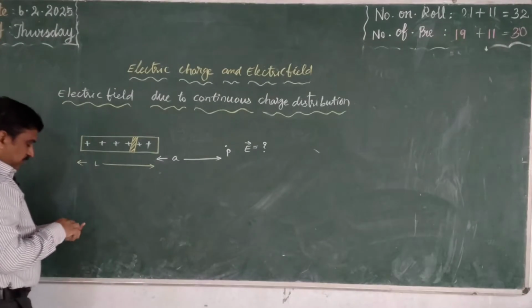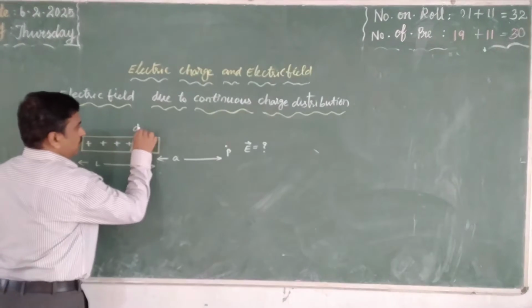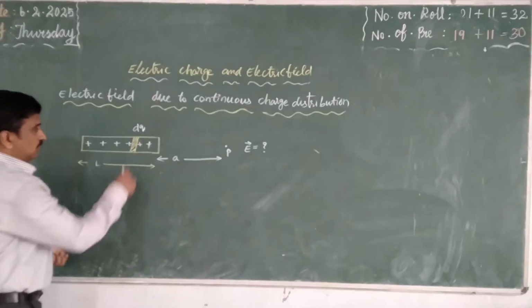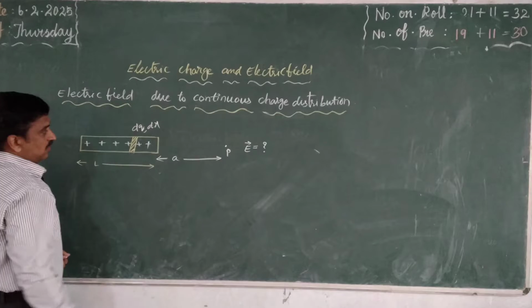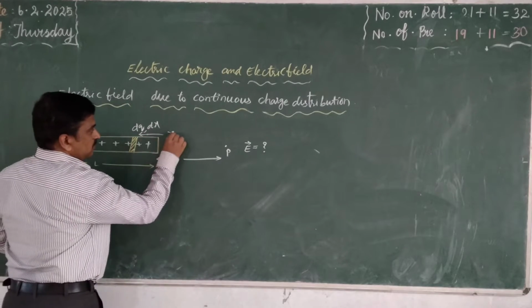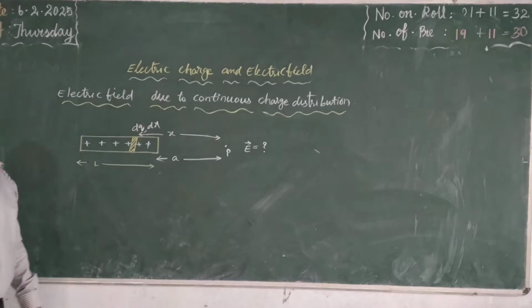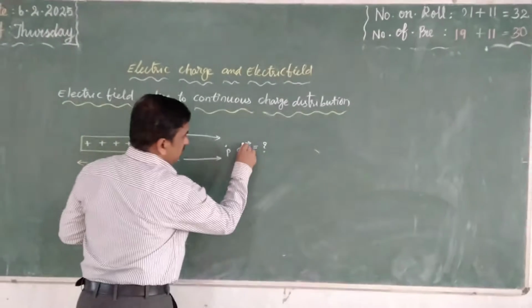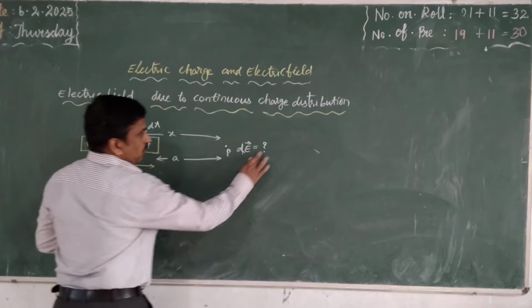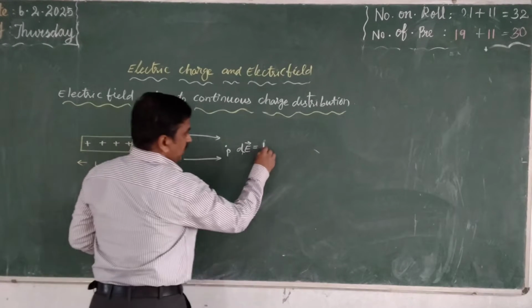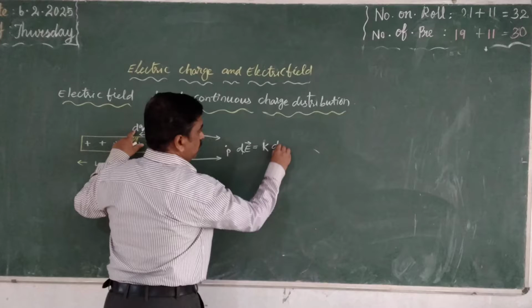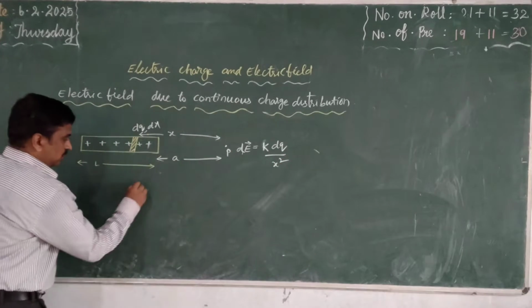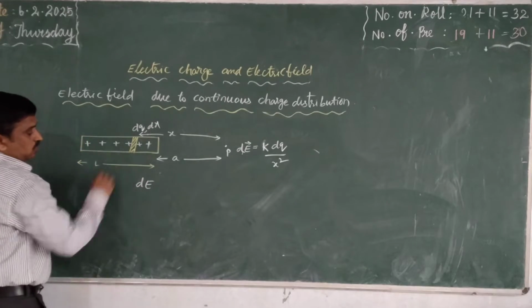What is the charge on this part? dq. This is the elemental part, elemental charge dq. What is the length? This one, dx. From here, what is the distance to the point P? x distance. In this case, the electric field is dE. What is that dE? The charge is dq and the distance is x, so x square.